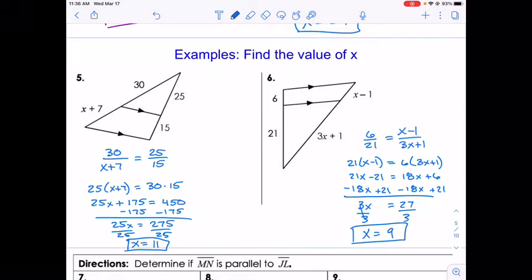Now, the next one over here, we can set it up as 6 over 21. So it's like putting a fraction bar here and here and setting them equal. So 6 over 21 is equal to x minus 1 over 3x plus 1. When we cross multiply, we get 21 times x minus 1 and 6 times 3x plus 1. Distribute the 21 through here, which gives us 21x minus 21, and it equals 18x plus 6 as we distribute the 6 through the parentheses. Going to subtract 18x from each side and add 21 to the other side. So now that leaves us 3x on the left and 27 on the right. Divide by 3, and that leaves us with x equals 9.